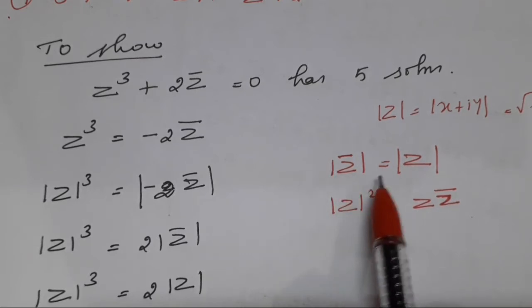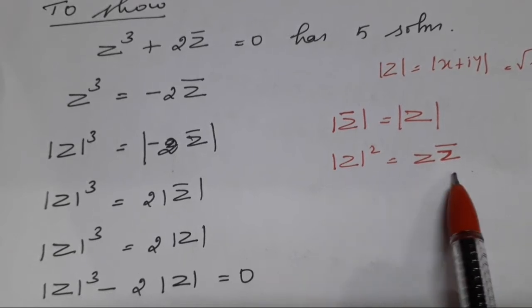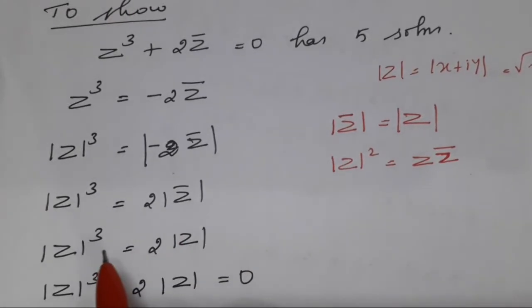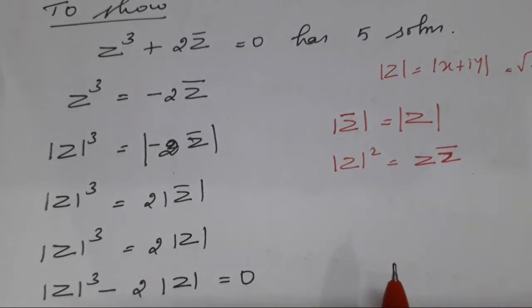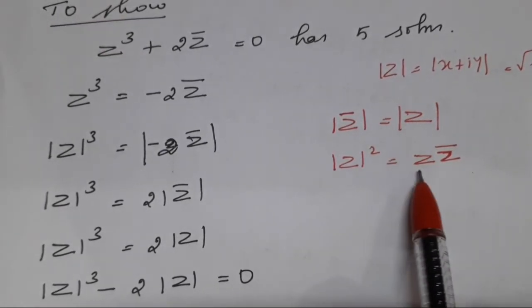Now, modulus of z bar equals modulus of z. One more property, remember: modulus of z square equals z into z bar. Remember these two properties. Using these two properties only, we are going to apply the sum. It is already given clearly in the book, the properties of the modulus of a complex number. Learn the properties; these two properties are used for our sums.